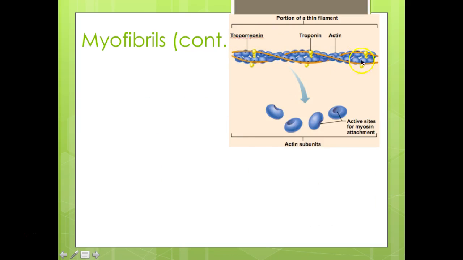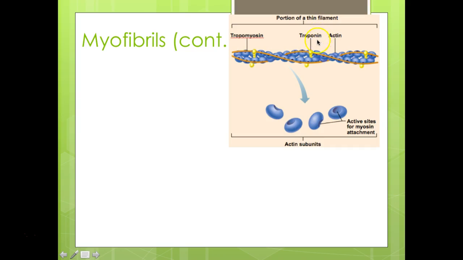So here is our actin, or our thin filament molecule. These blueberry-looking substances are our actin subunits, and they each have active sites for the myosin heads to attach to. Now we also have tropomyosin that's blocking all of these active sites. Do you see how it's covering those holes? Well, they're not really holes, but depressions, I should say, for those myosin heads. And then we have tropomyosin here.